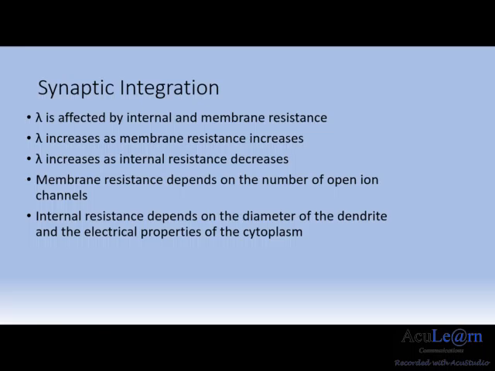For internal resistance, it is dependent on the diameter of the dendrite and the electrical properties of the cytoplasm. As the diameter increases, the internal resistance decreases as the current would tend to flow inside the membrane more. Therefore, lambda will increase as internal resistance decreases. Ultimately, for a large lambda, one will prefer a high membrane resistance and a low internal resistance.